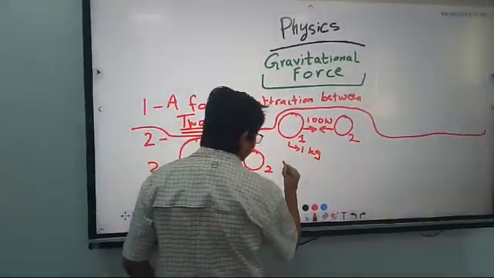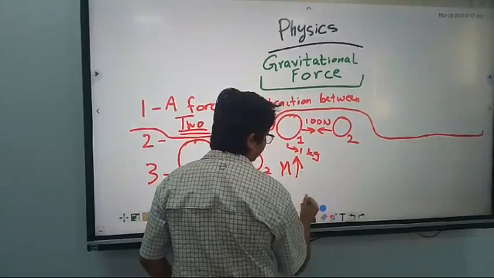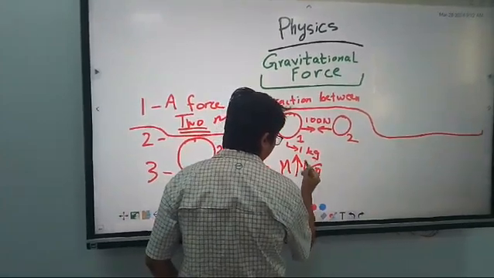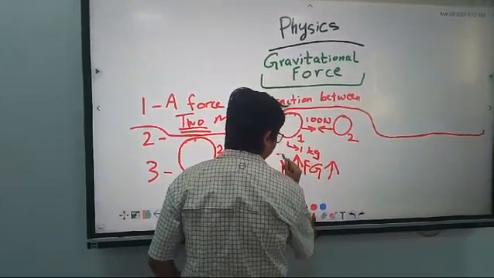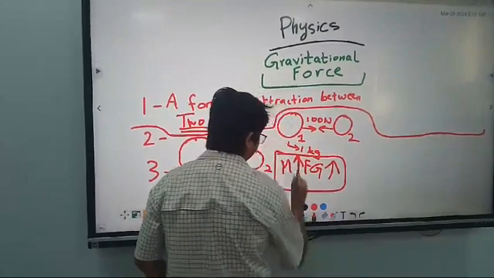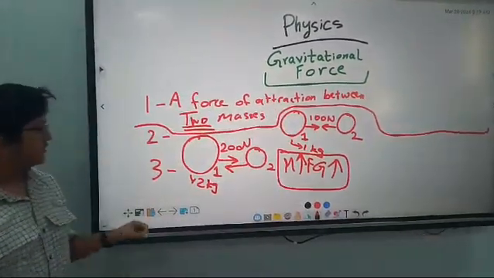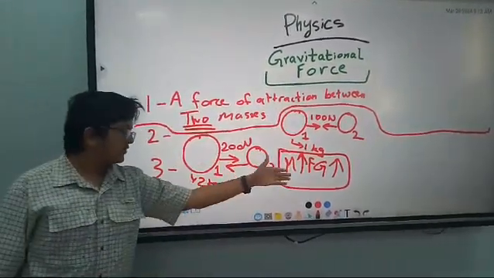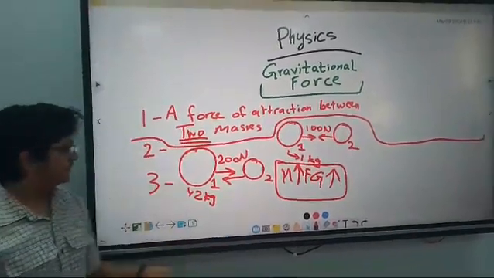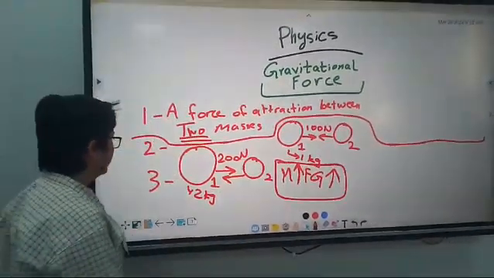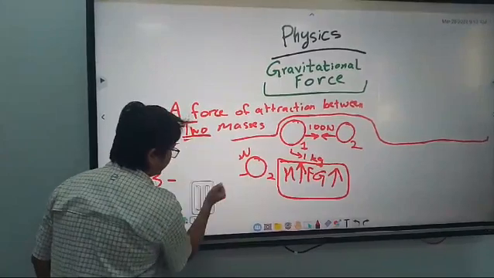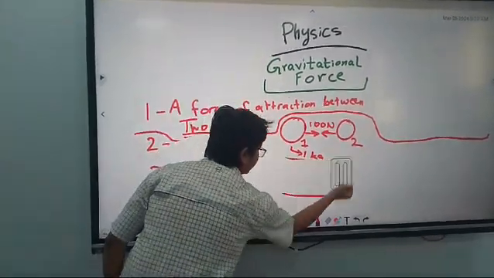As mass increases, the gravitational force also increases. And it's exactly proportional. If I increase the mass 3 times, it will increase 3 times. If I increase 5 times, the force will increase 5 times. So this is for the mass of the objects.